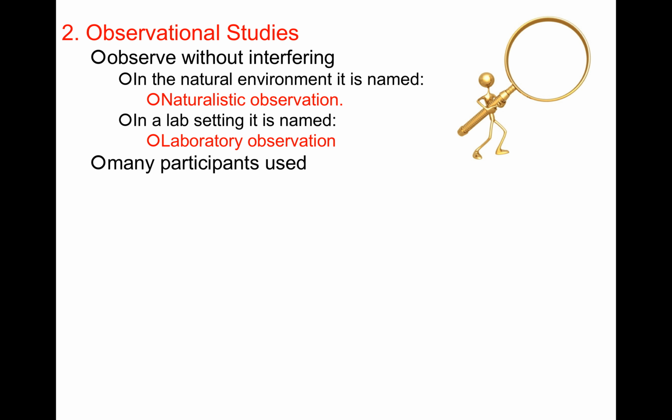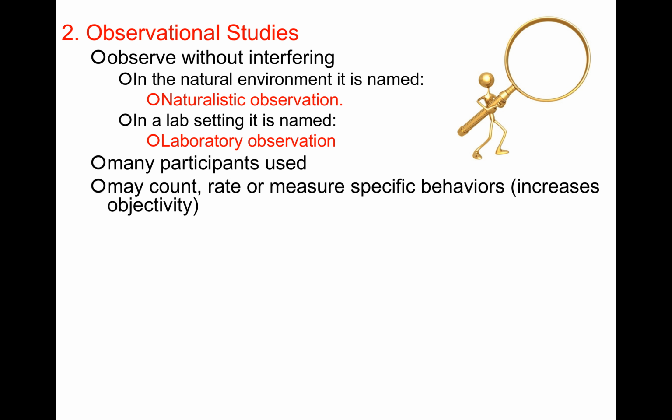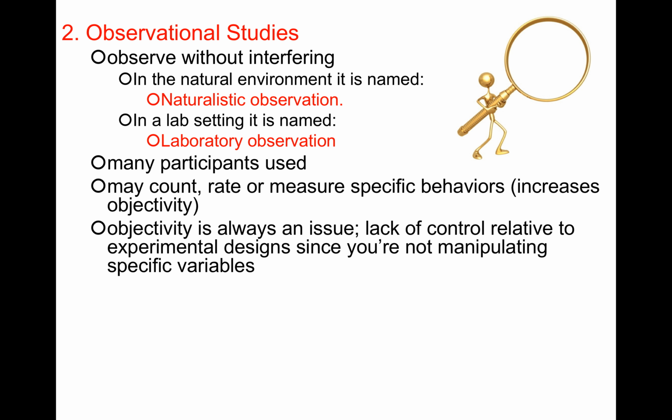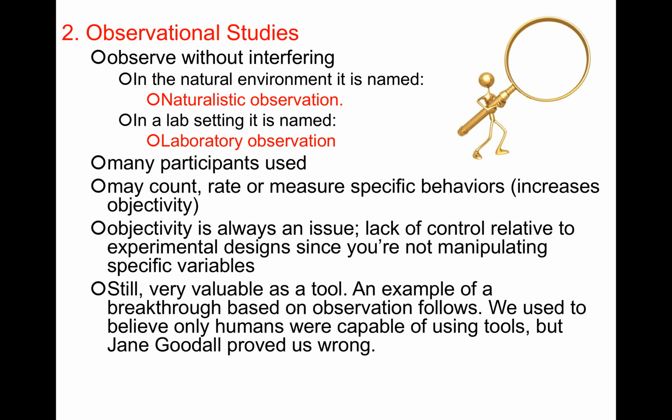Typically in observational studies, you have many participants, not just one, as you do in a case study. And the specific behaviors of interest are counted or rated or measured. And you may use more than one rater, or more than one person to count the behaviors. It helps you objectify the information or make it more empirical. In other words, it makes it easier to verify. So objectivity is always an issue. There is some lack of control relative to some of the experimental designs that we're going to talk about later, because you're not manipulating anything, you're just observing. It's very valuable as a tool.